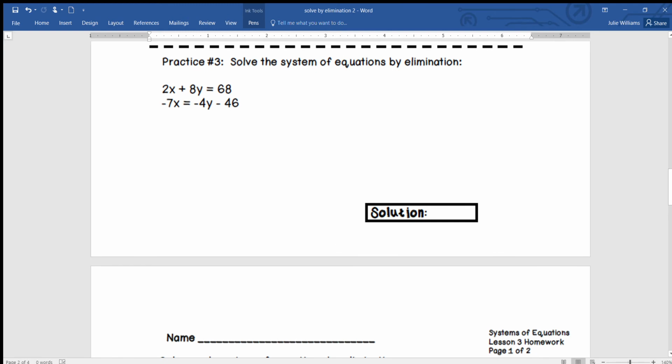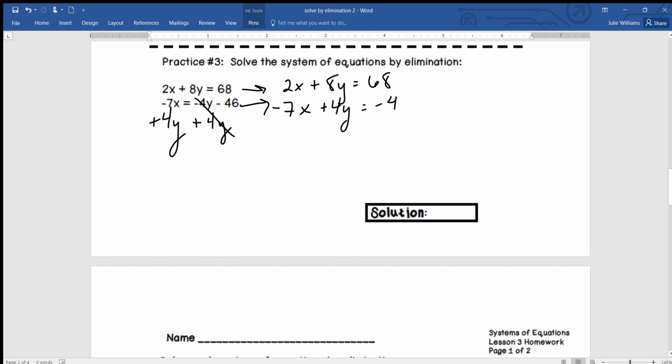The bottom one, however, is not. It needs to be in standard form, so I'm going to rewrite both of them. The first one's going to stay just as it is. 2x plus 8y equals 68. These are big numbers, guys. It's okay. All right, and then I'm going to add my 4y to both sides to put it into standard form. These guys go away, so then I'm left with -7x plus 4y equals -46.